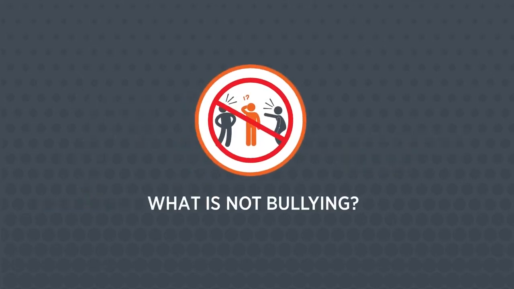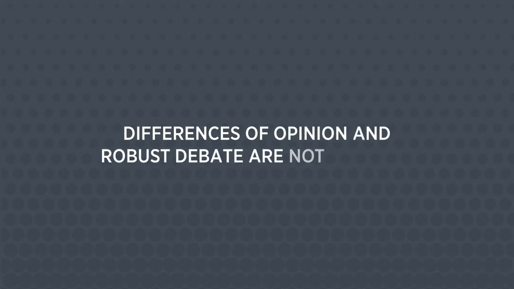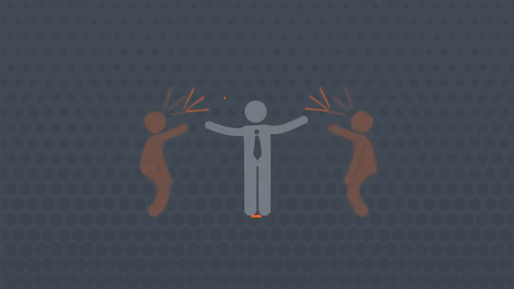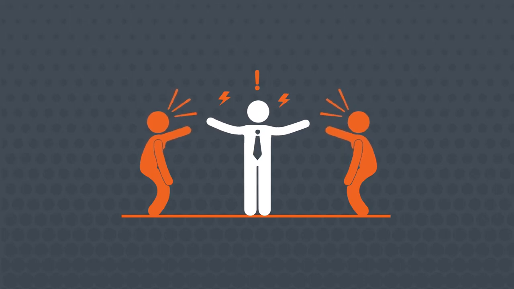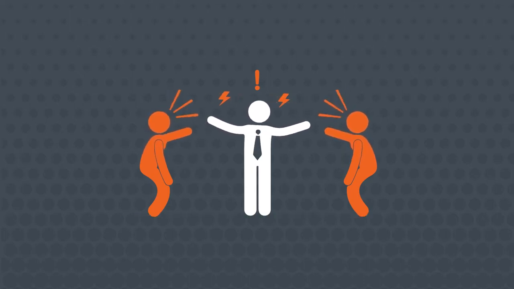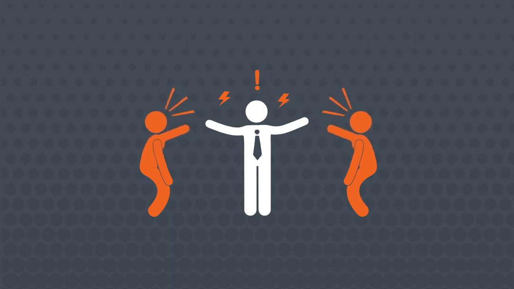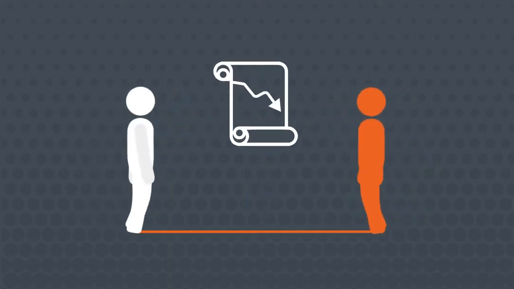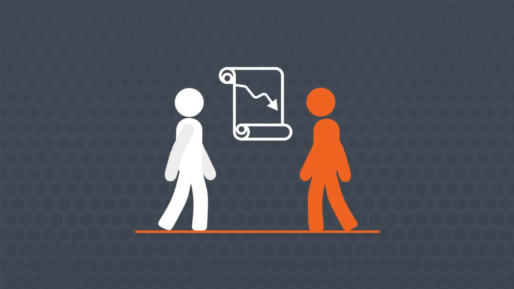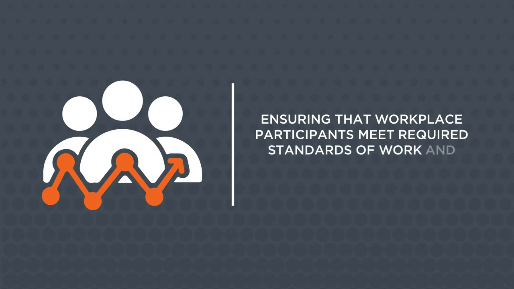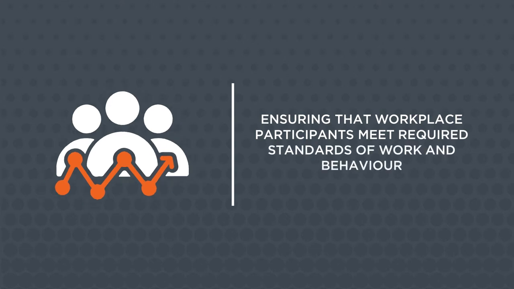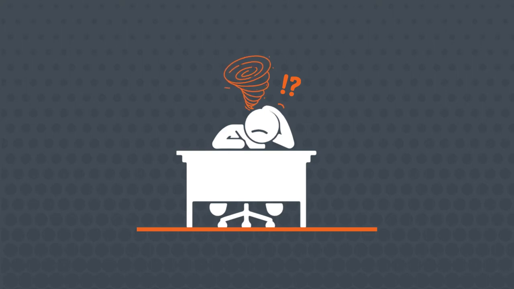What is not bullying? Differences of opinion and robust debate are not bullying. Neither is interpersonal conflict, although conflict that is not resolved may escalate into bullying and should therefore be resolved wherever possible. It is not bullying for a manager or supervisor to counsel a workplace participant about their performance or conduct in a reasonable manner. Performance management and/or counselling are a necessary part of ensuring that workplace participants meet required standards of work and behaviour. While receiving negative feedback may be stressful, it does not in itself constitute bullying.